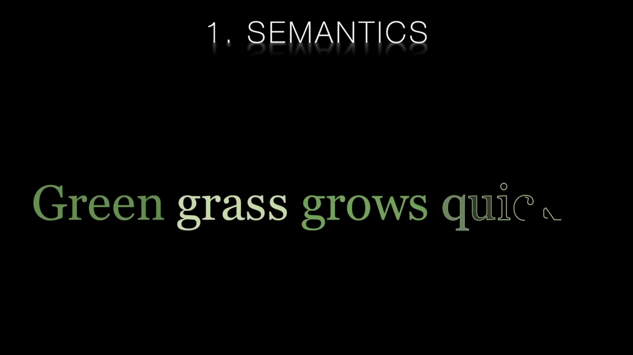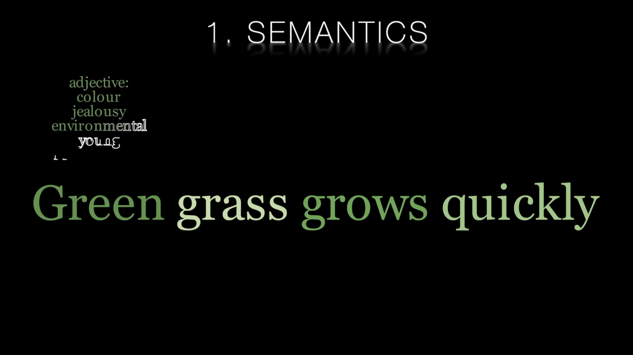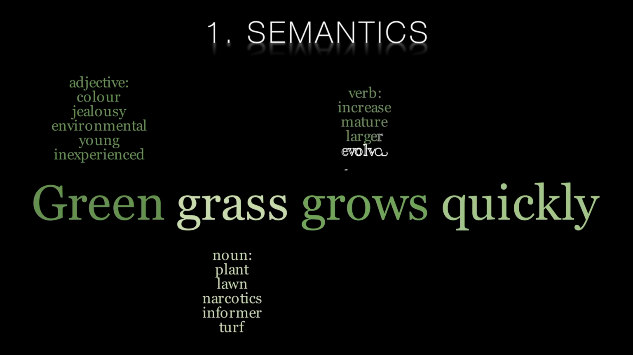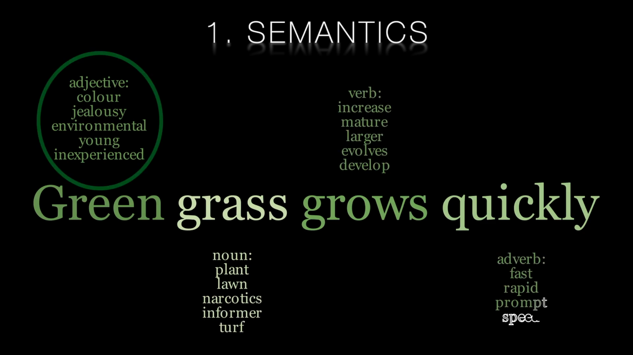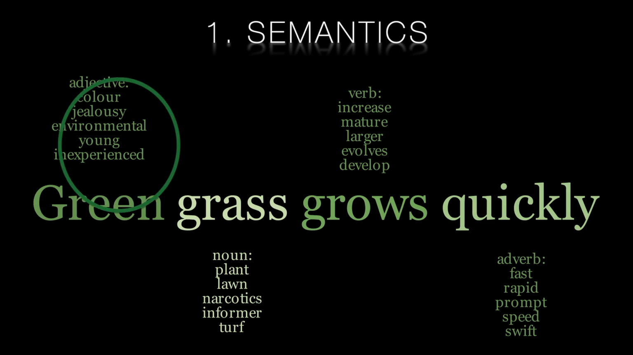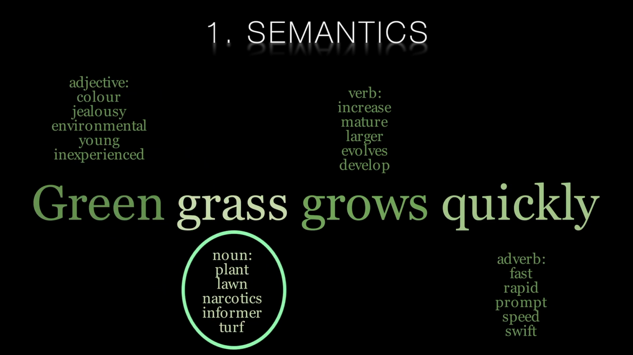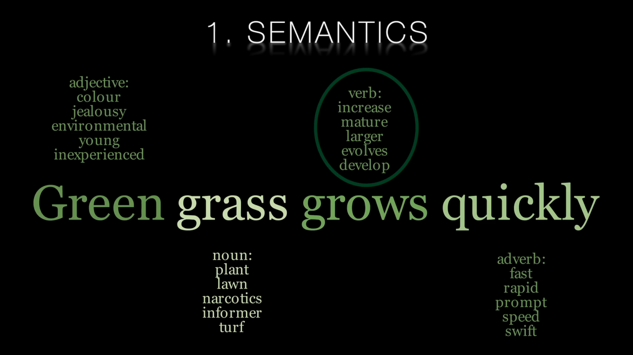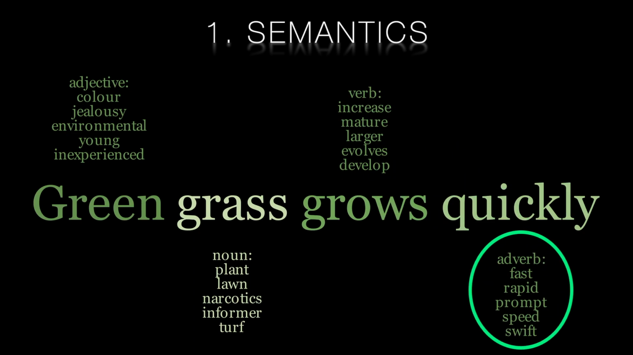1. Semantics. Words have meaning. When we assign numerical values to a word, we want to encode the meaning of the word in the numbers that are assigned. The adjective green has a different meaning to the word grass. The verb grows has a different meaning to the word quickly.